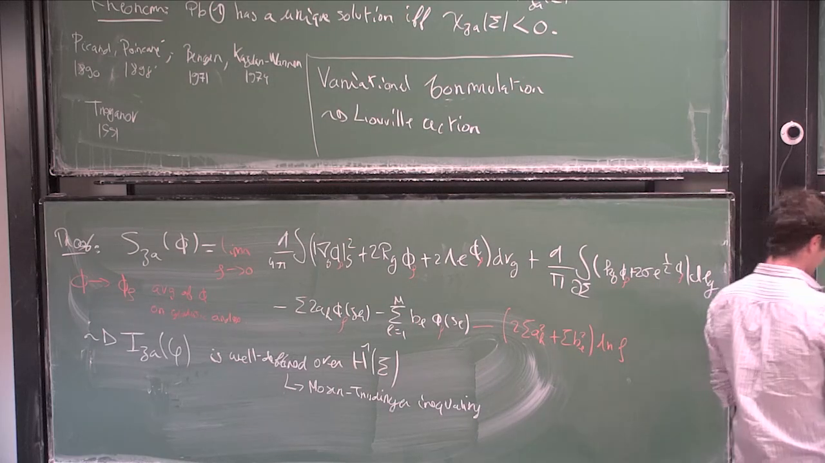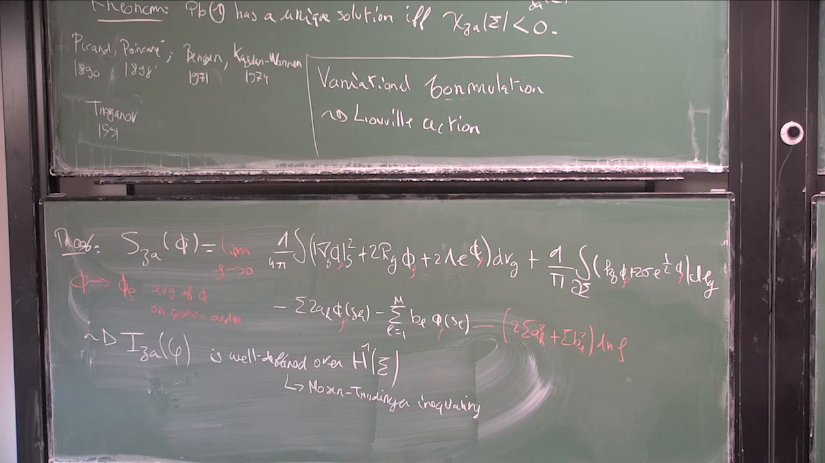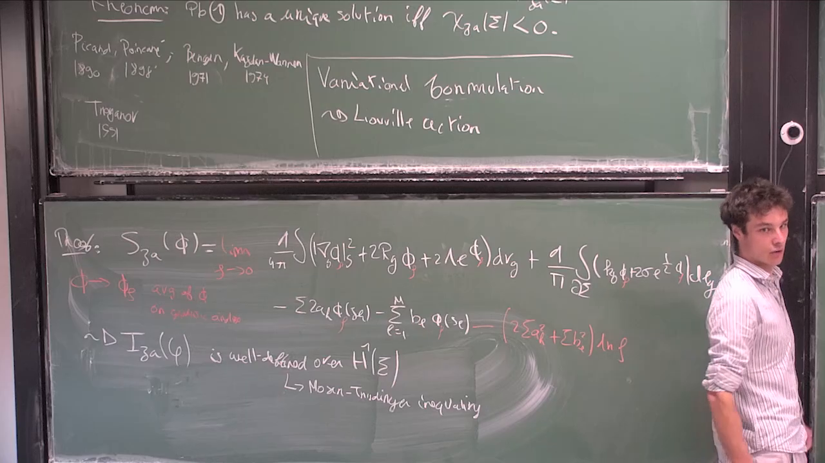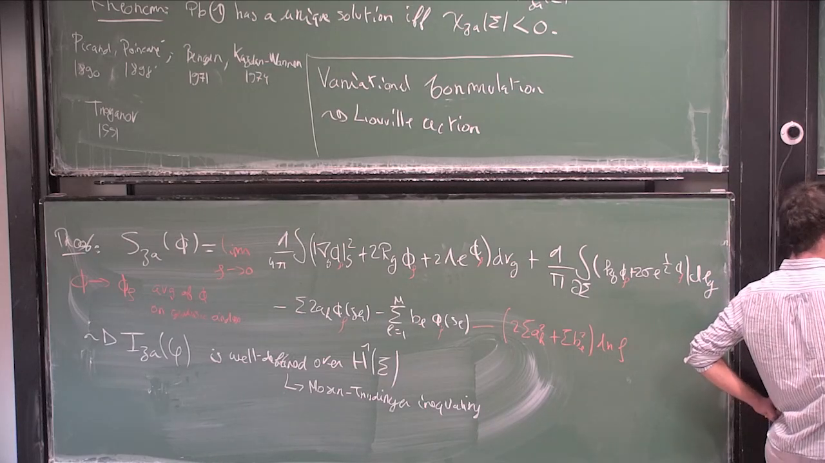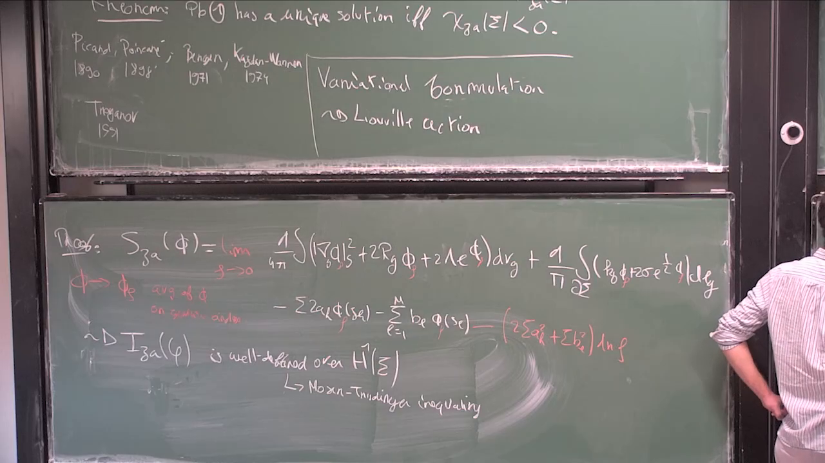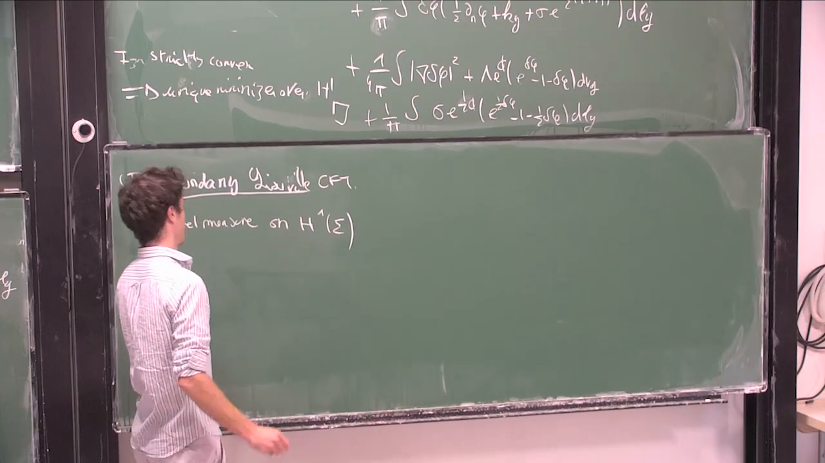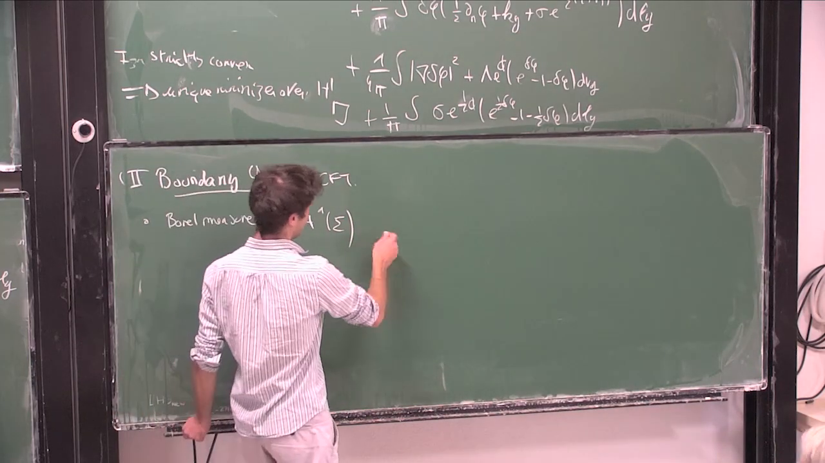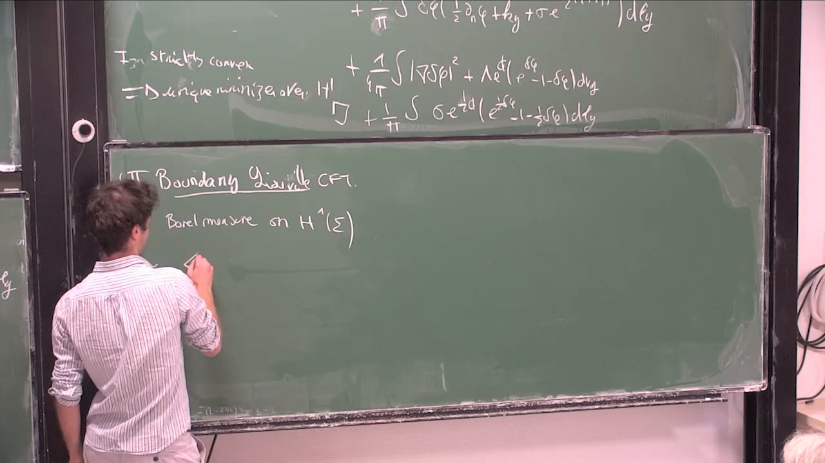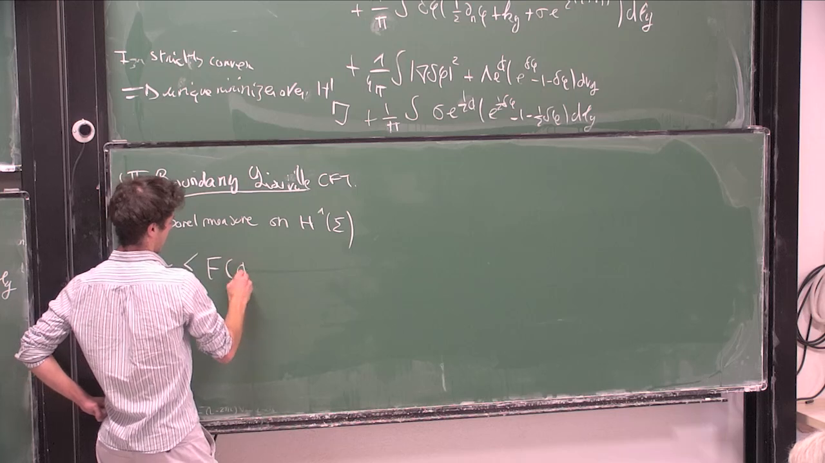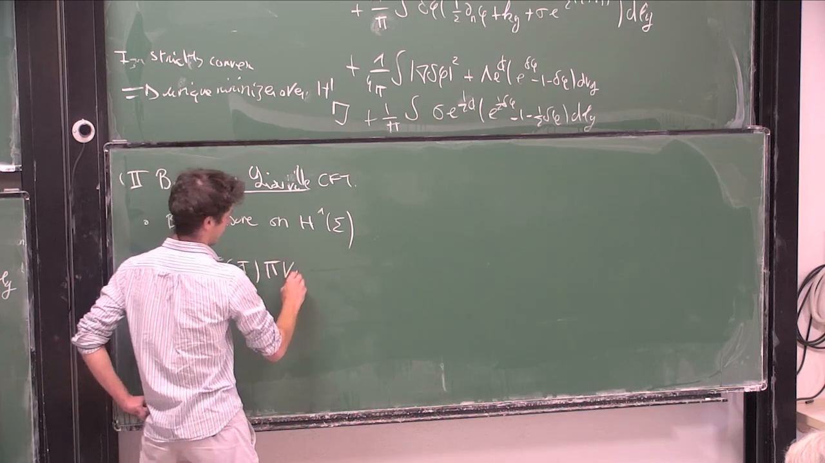So what is boundary Liouville CFT? Formally speaking, the initial point is to define, using a path integral, a Borel measure. So you want to define a Borel measure on the functional space that you may first want to be H1, which is defined by duality with any continuous functional on H1.